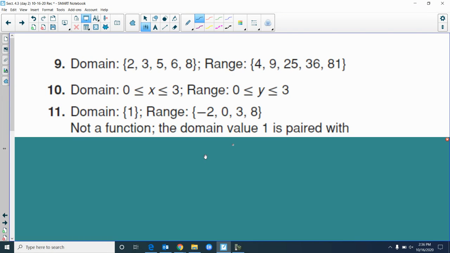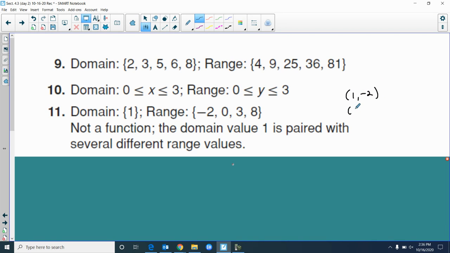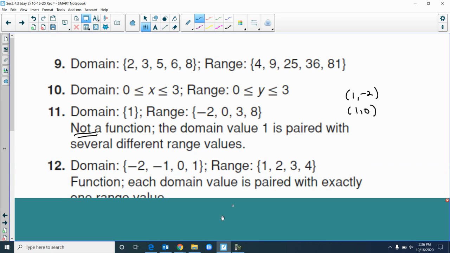Okay, so the first one, the domain is 1 because that is the x value of all of them. And then range is -2, 0, 3, and 8. It is not a function because the domain is paired with more than one range value, actually several. If you see how they're listed, you got the ordered pair (1, -2), and we got the ordered pair (1, 0). Once the number 1 goes to two different numbers, it is not a function. So you can say one domain goes to two ranges or more than two ranges.